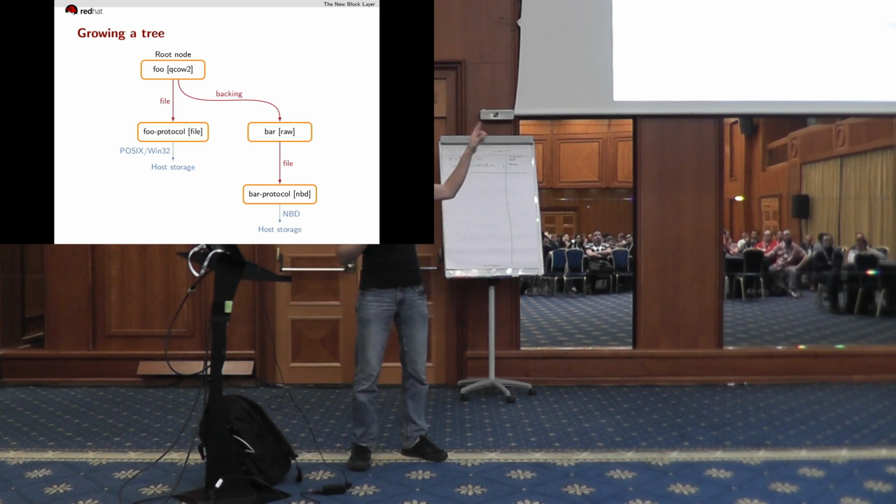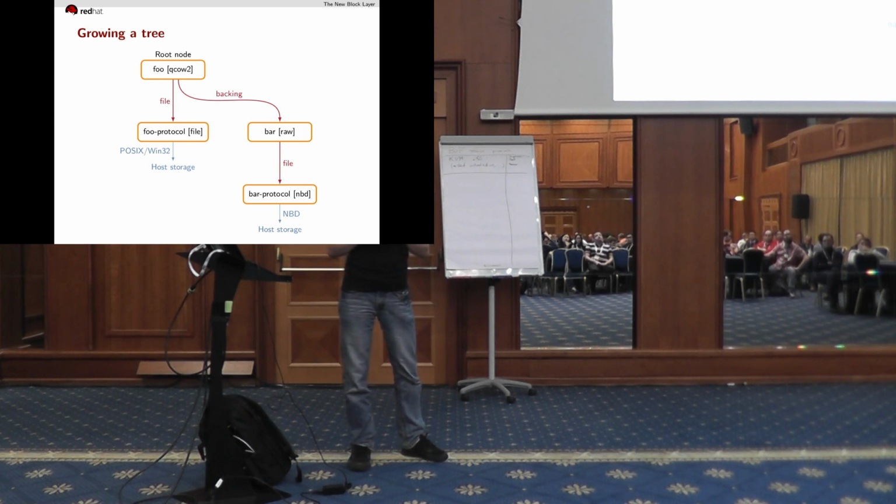But QCOW2 nodes can also have a backing child. So in this case, it has one, which is a raw file. So we need a raw format driver. Or actually, technically, it's a filter driver, but not that important.